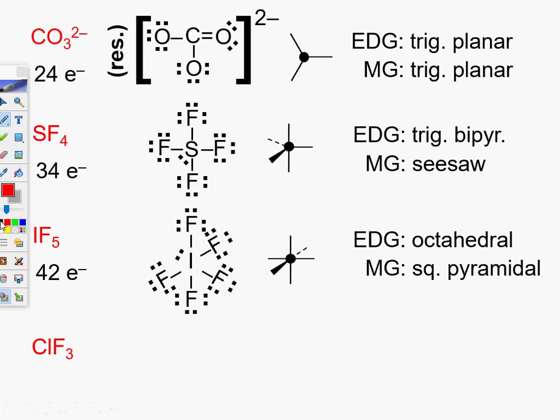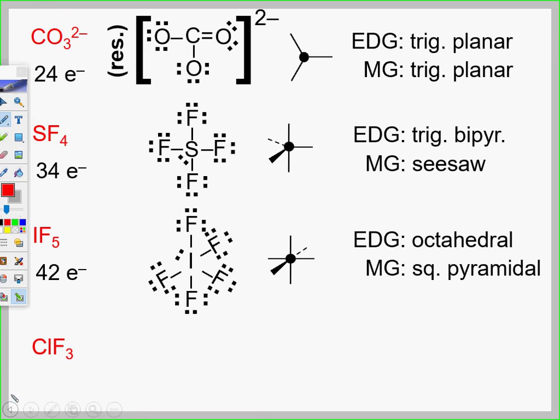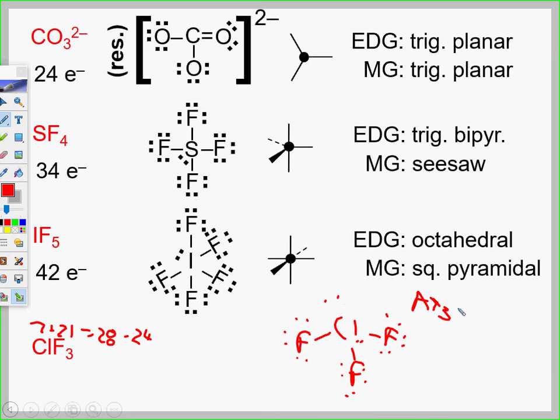All right. So again, let me go over this. If you have this, you have 7 plus 21 is 28. I take my Cl and put it in the middle, with F, F, F. I use 24, so I have two lone pairs left. I have AX3E2. Five domains is automatically trigonal bipyramidal. From there, you have to figure out what the shape is of AX3E2. And you would tell me it's what?